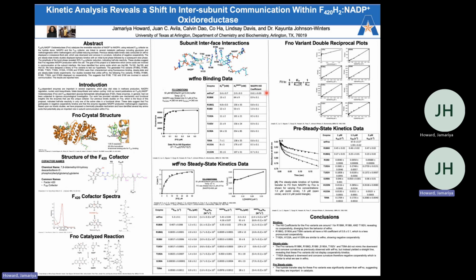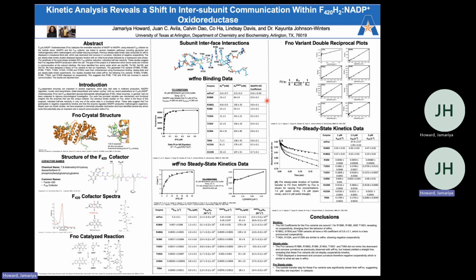If you see a number that's greater than 1, that is indicative of positive cooperativity. If you see a number that is equal to 1, that is the indication of no cooperativity. For the variants, we actually saw a decrease in the binding affinity for both FO and NADPH. But what was most interesting is what we saw for the NADPH Hill coefficients for these variants.